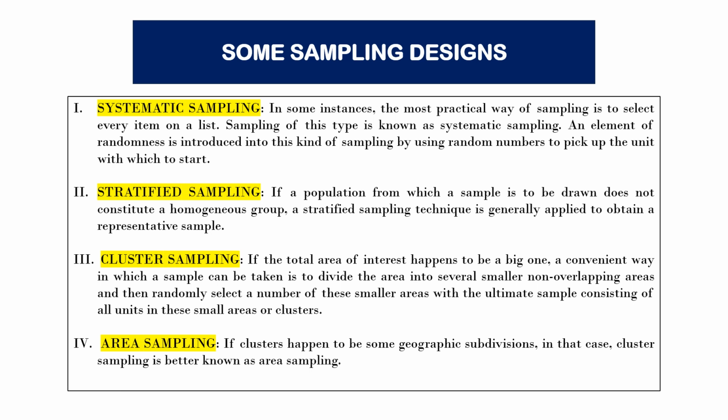Next is stratified sampling. If a population from which we have drawn the sample does not constitute a homogeneous population, then the stratified sampling technique is used. Like there are different groups of rabbits present in a rabbit population, like white rabbit or black rabbit or gray rabbit, then we have to segregate them separately on the basis of their color.